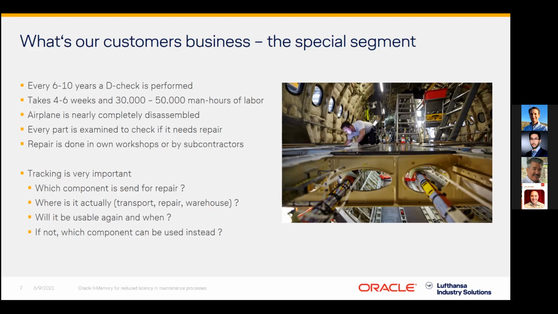You have to know which components were disassembled and sent for overhaul or repair. You have to know where they are at a given time. Are they in transit, at a workshop, in the warehouse, or already back in the assembly hangar? Are they ready to be used again, or do they have to be replaced? In case of replacement, is the exchange part available and where? You see, tracking is an extensive and important part of the process, and that's where our team comes into play.